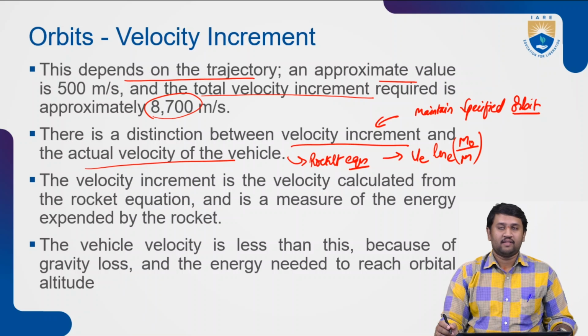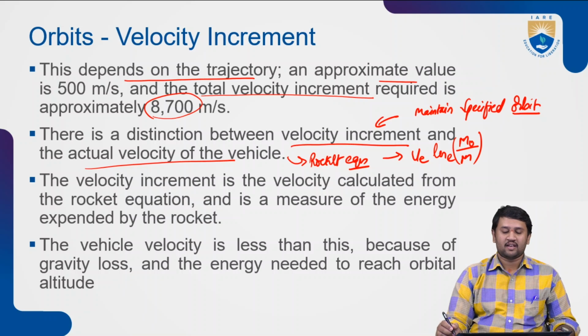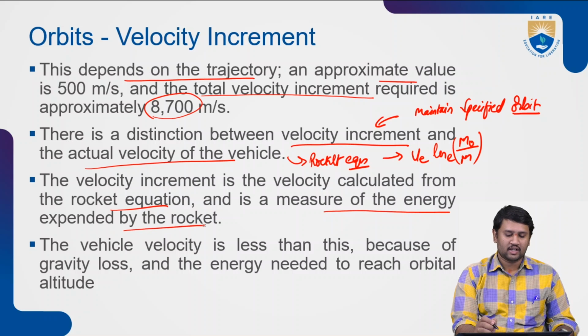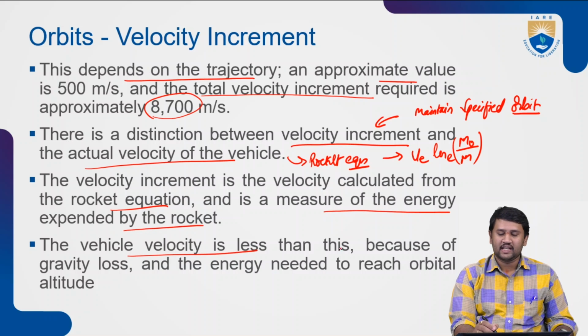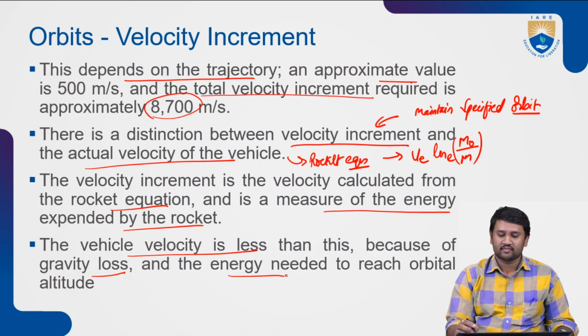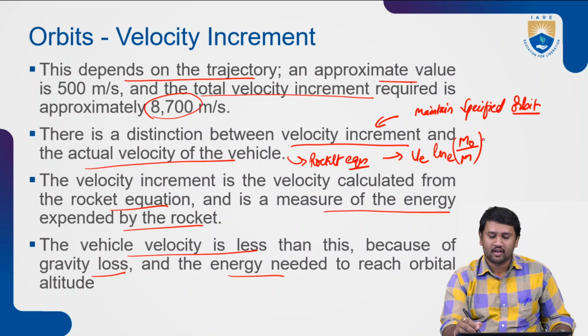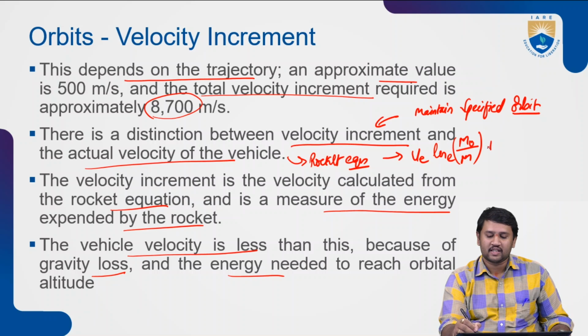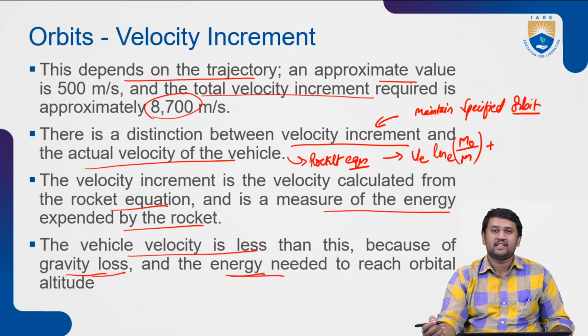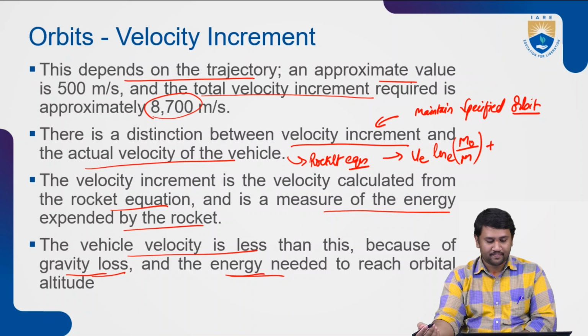The velocity increment is also calculated from the rocket equation, as we have discussed, and it is the measure of energy expended by the rocket. The vehicle velocity is always less than this because of the gravity loss and the energy needed. The rocket equation gives us the vehicular velocity. You are supposed to add a factor of safety, including the gravitational loss and the energy that is needed to reach the orbital velocity.